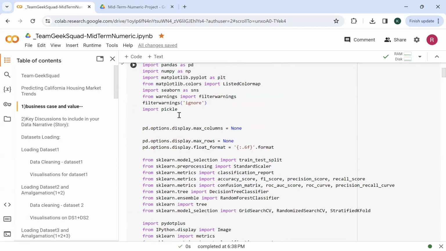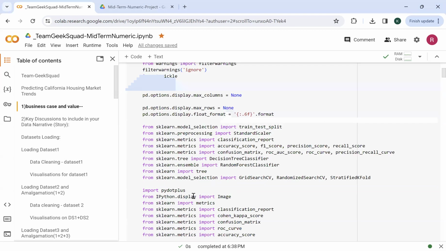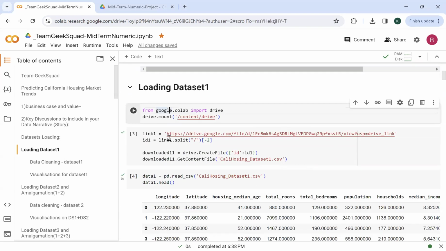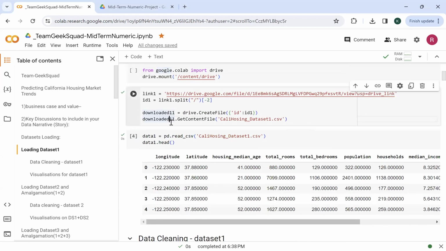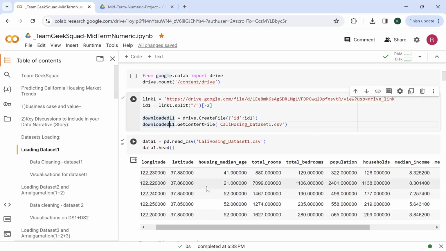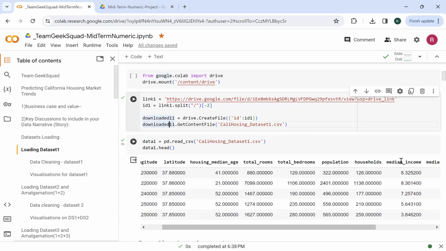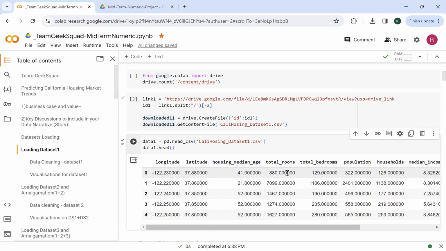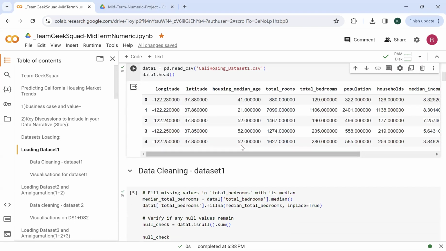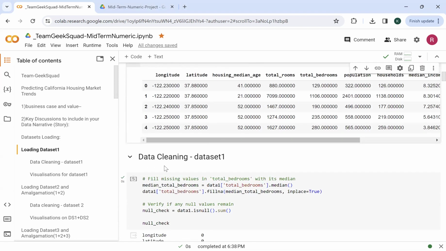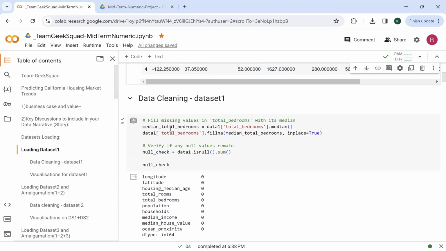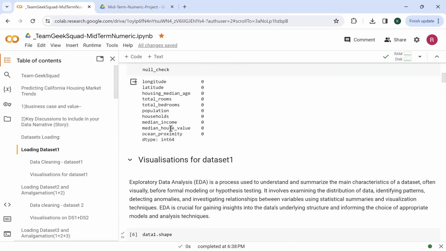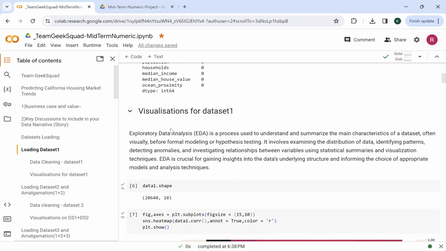Here, first we have imported all the necessary libraries. Then, in the first dataset, we have the important columns such as median income, median house value, ocean proximity, total population, bedrooms, etc. We perform the data cleaning and EDA steps, and we have also performed some visualizations.